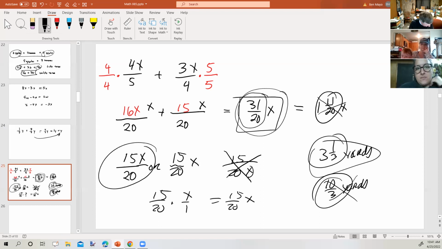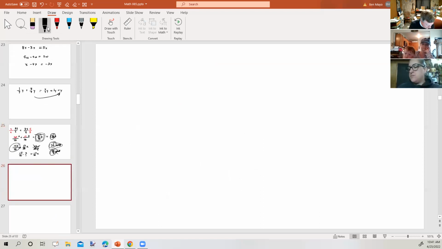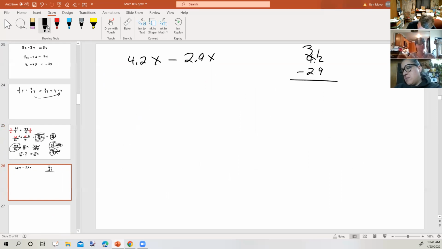All right, excellent. Let's see here. Let's say I've got 4.2x minus 2.9x. Well, let's see. 4.2 minus 2.9. We bring the decimal point down. That's what? 1.3x. Okay.